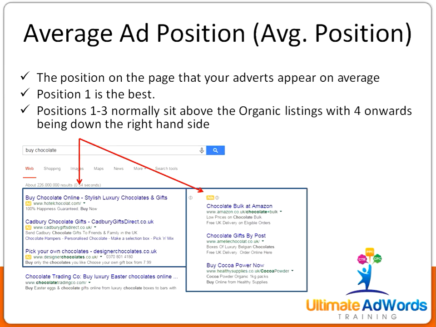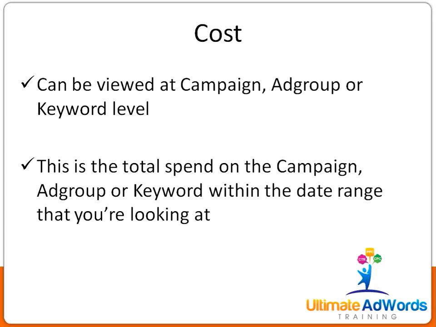Always aim for top 3 positions wherever possible, but this needs to be at a cost per click that works for you and your business. The cost can be viewed at campaign, ad group or keyword level, and is the total spent on that particular campaign, ad group or keyword within the date range you're looking at.